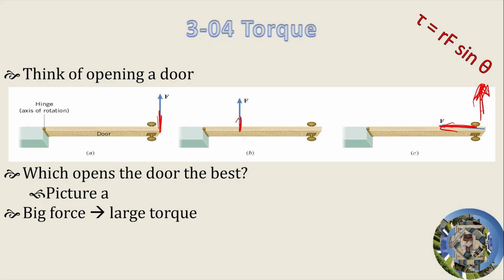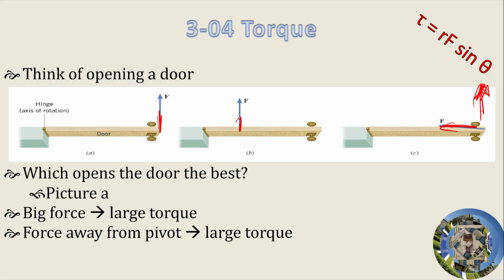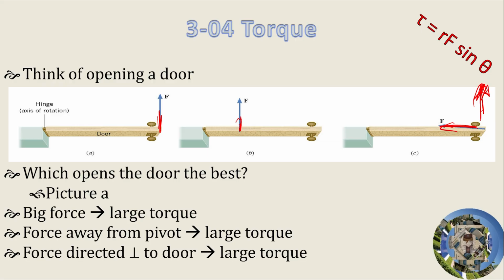A big force means there's a large torque. A force away from the pivot point produces a large torque. And a force directed perpendicular to the door also produces a large torque. So we need force away from the pivot and perpendicular.